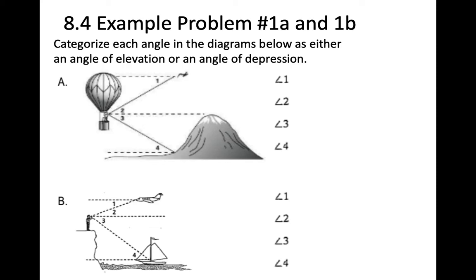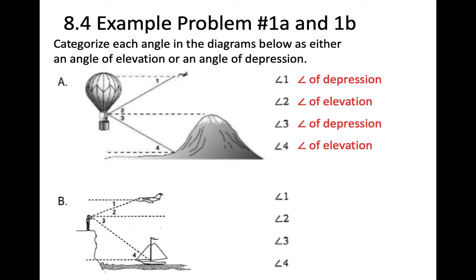Here's a quick example problem for you to determine whether these are angles of depression or angles of elevation. Looking at that first one, that is someone in a plane looking down at a person in a balloon, so that would be an angle of depression. Number two is that person in the balloon looking up at the person in the airplane, so that would be an angle of elevation. Number three is the person in the balloon looking down at the base of the mountain, so that would be an angle of depression, looking down. And number four is an angle of elevation because it is a person at the base of the mountain looking up at the person in the balloon.